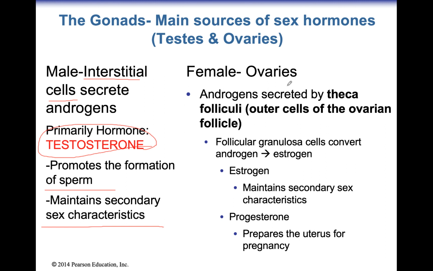For females, their cells are called theca folliculi. So for males, they're called interstitial cells. For females, they're called theca folliculi. These cells will produce estrogen and progesterone. So males really have one major sex hormone. Females have two. The female hormone estrogen gives females their secondary sex characteristics, which is higher pitch voice, very fine hairs on the body, usually bones that are less dense. And they also produce progesterone. Progesterone is the hormone that is custom for regulation of the uterus.